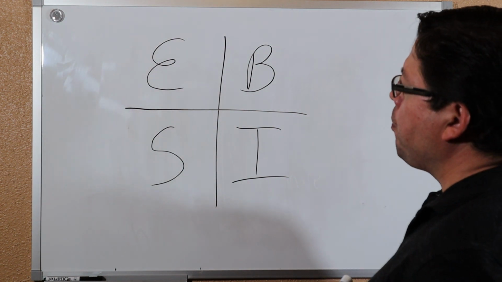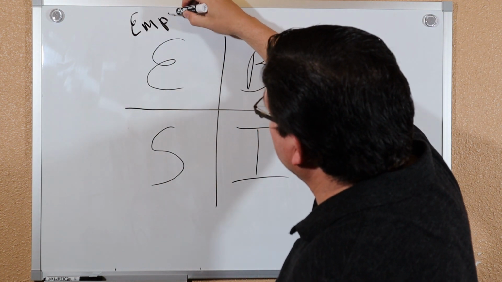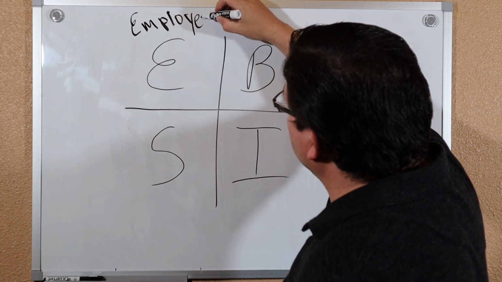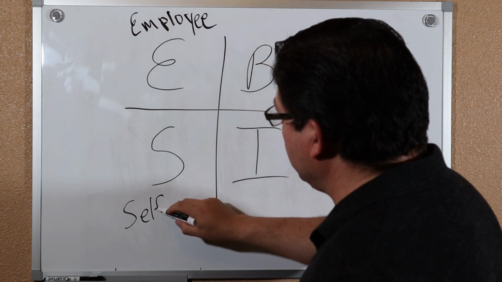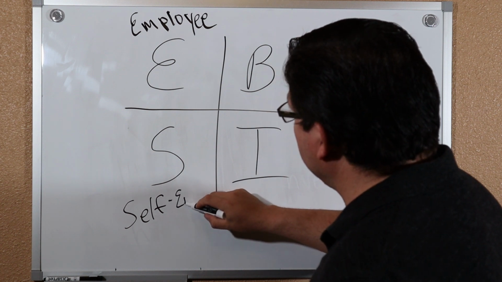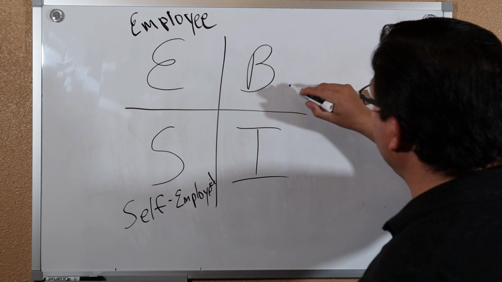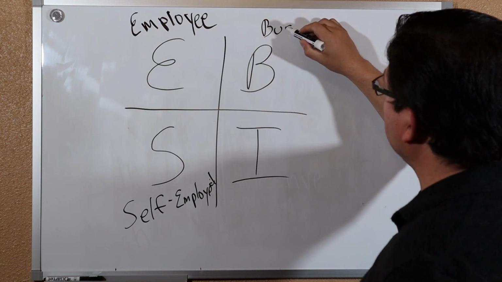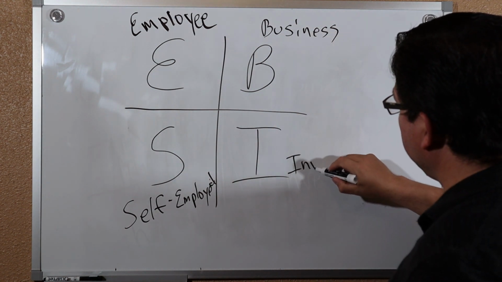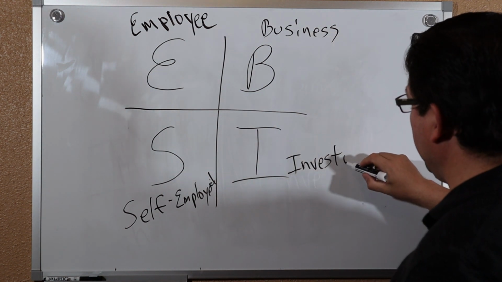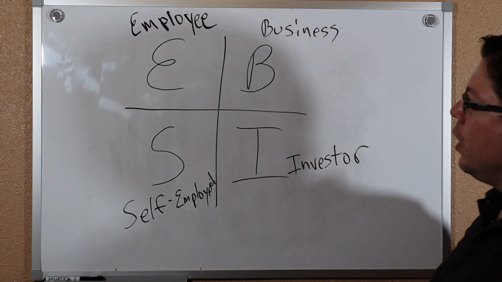E is for employees. S is for self-employed. B for business. I is for investing, or investor, we should say. Okay, so now you know what each stands for.